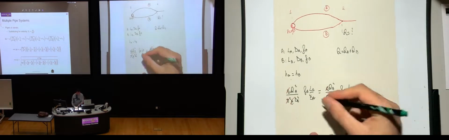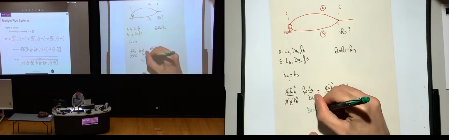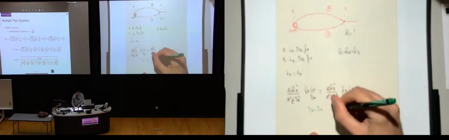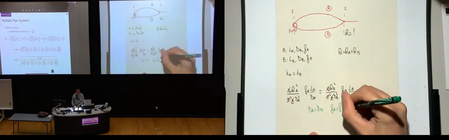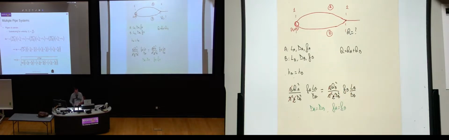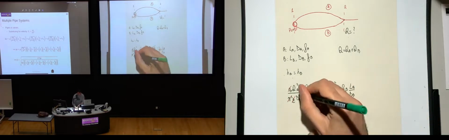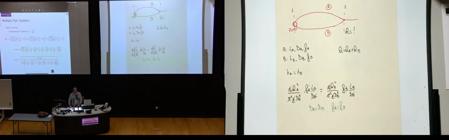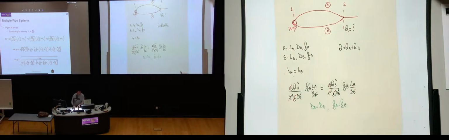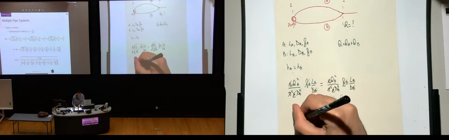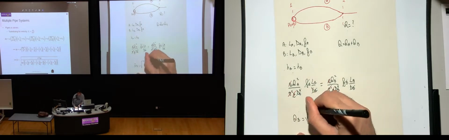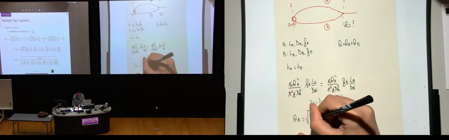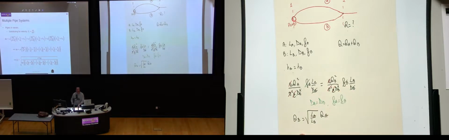Which means dA equal to dB, fA equal to fB. Maybe you agree that I can do this. Now the problem is drastically easier. We can rearrange and we obtain that QB is square root of LA over LB QA.